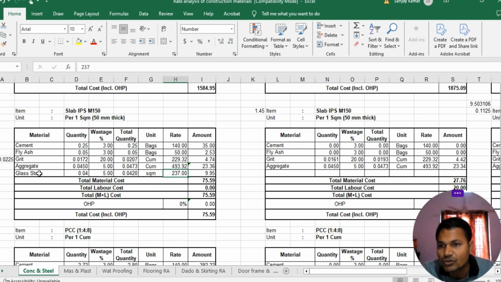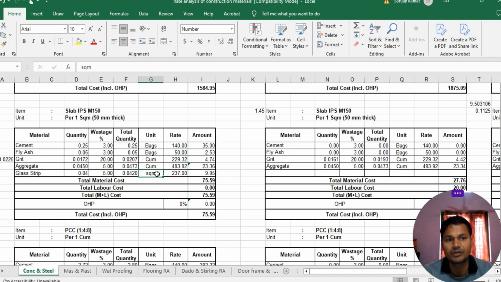So now coming to glass strips. So this time we are taking the material glass strips. So how much quantity are we taking? 0.04, and the wastage percentage we are taking this time is how much? 5%. And the total quantity of the glass strips we are taking is 0.0420 only. Okay, and the unit of glass strips is how much?